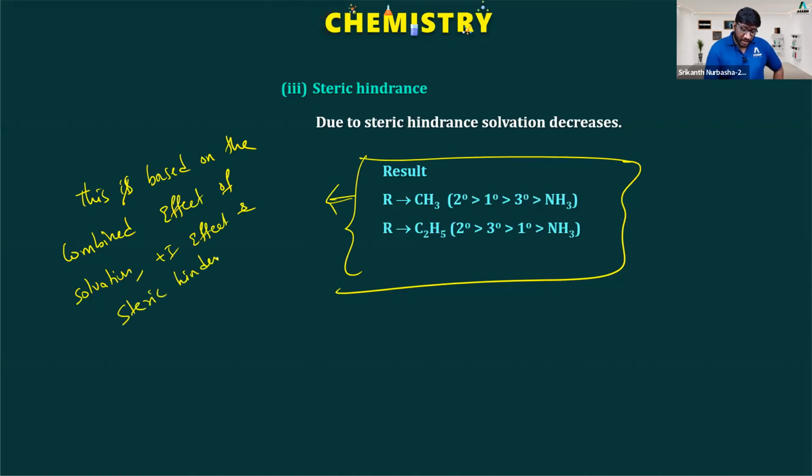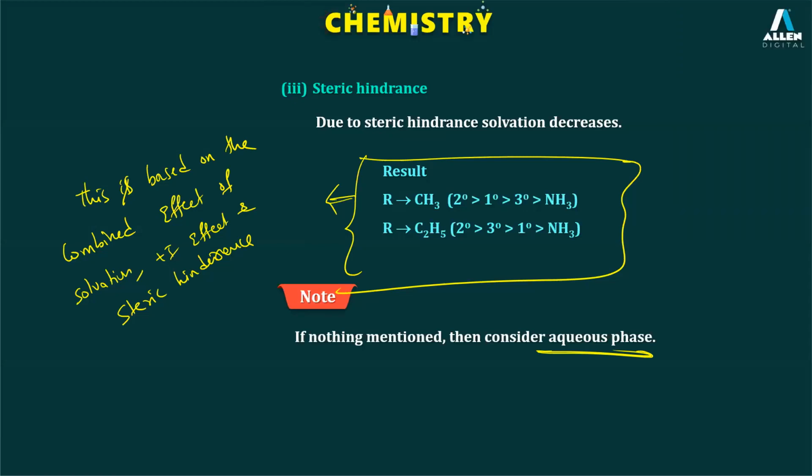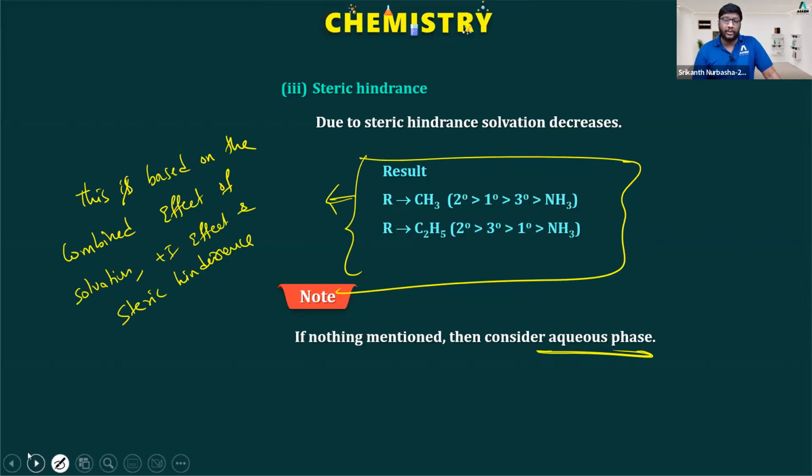And if they have not mentioned anything in the question, simply asking what is the order of basic nature for amines, then you have to take it as aqueous phase, because most of the reactions are performed in an aqueous medium. If nothing is mentioned, consider aqueous phase and then mention the order. Is that clear, students? Is everything clear so far? Yes, sir. So these are the concepts where the inductive effect can be applied, and we can decide acidic nature, basic nature, and other properties.